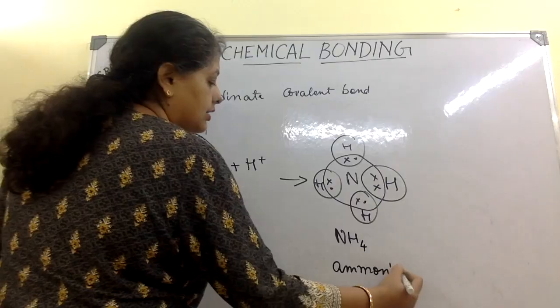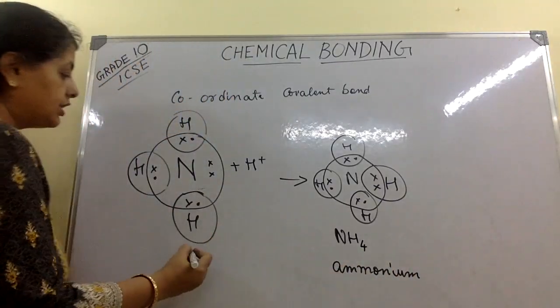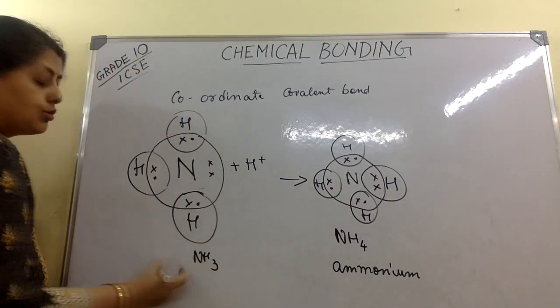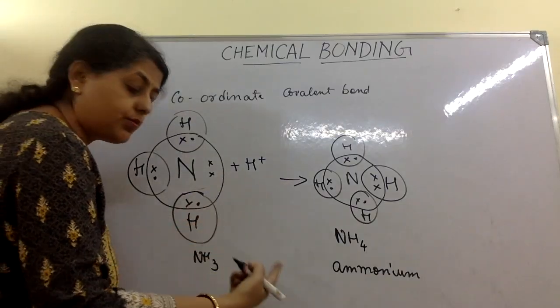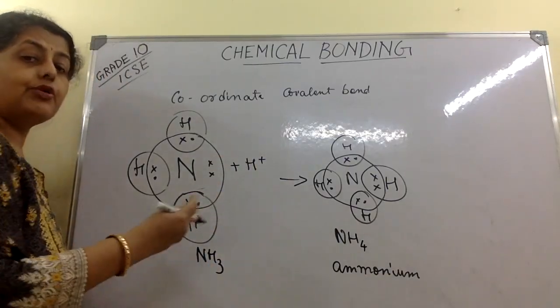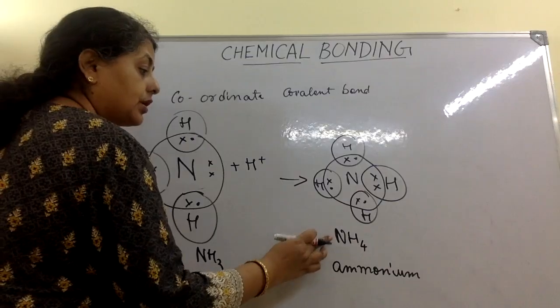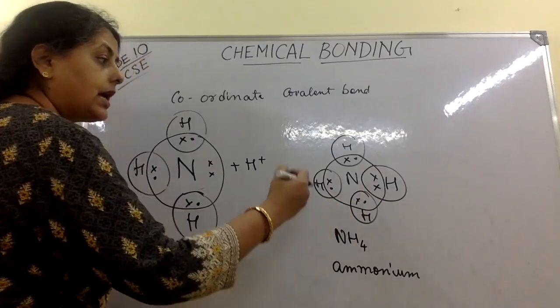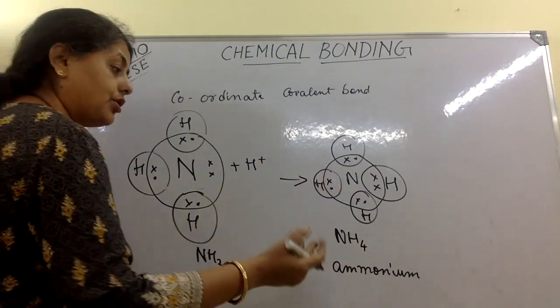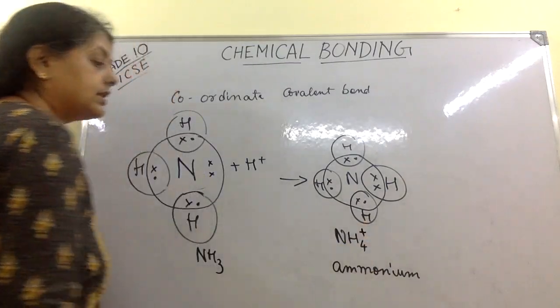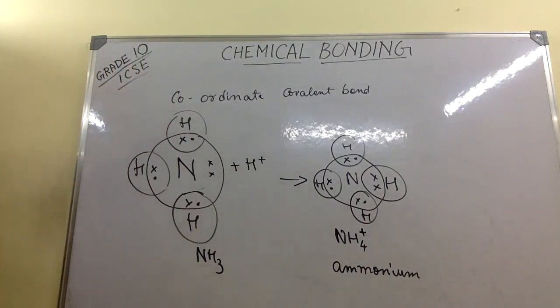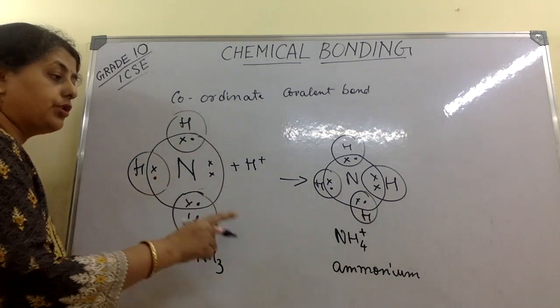Coming to the NH4, this is ammonium. Coming to the charge of ammonium, ammonia NH3 was neutral. Number of electrons was equal to number of protons. But now one hydrogen came and did not bring its own electron but brought its proton, so ammonium is NH4 plus. That is how we get an ammonium molecule.